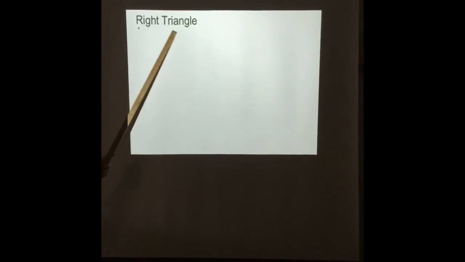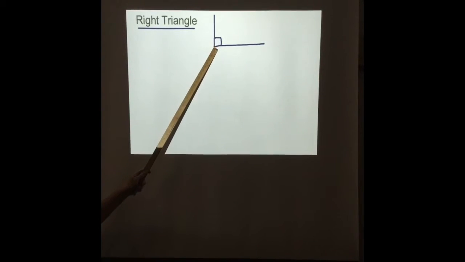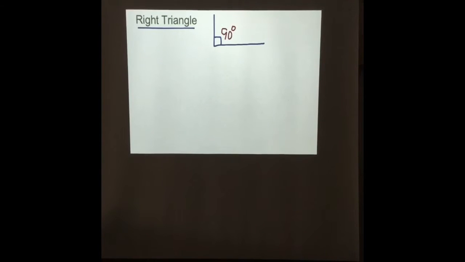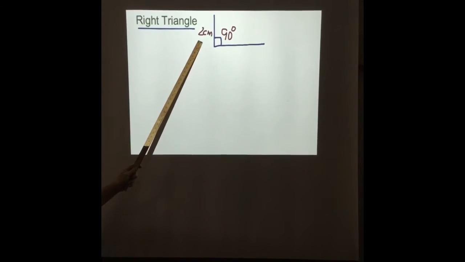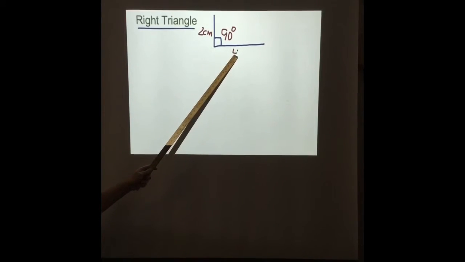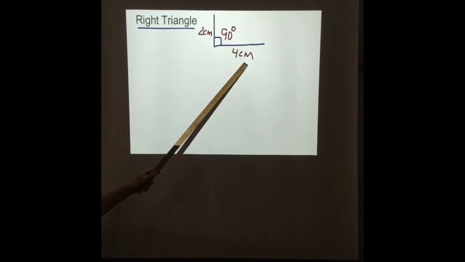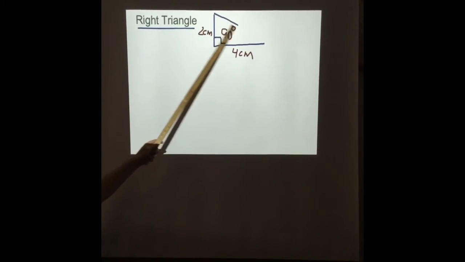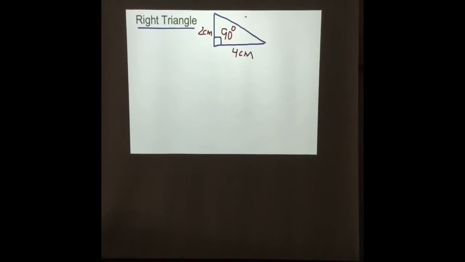Now, a right triangle, when it says right, what does that mean? It's not wrong? No. It means that there's a box here. What does that box mean? From our past lessons, you should be saying 90 degrees. And that's what the right triangle is. It has a 90. Let's say that this is 2 centimeters on this side. Let's say this is 4 centimeters on this side. And then our last number could be 5 centimeters.